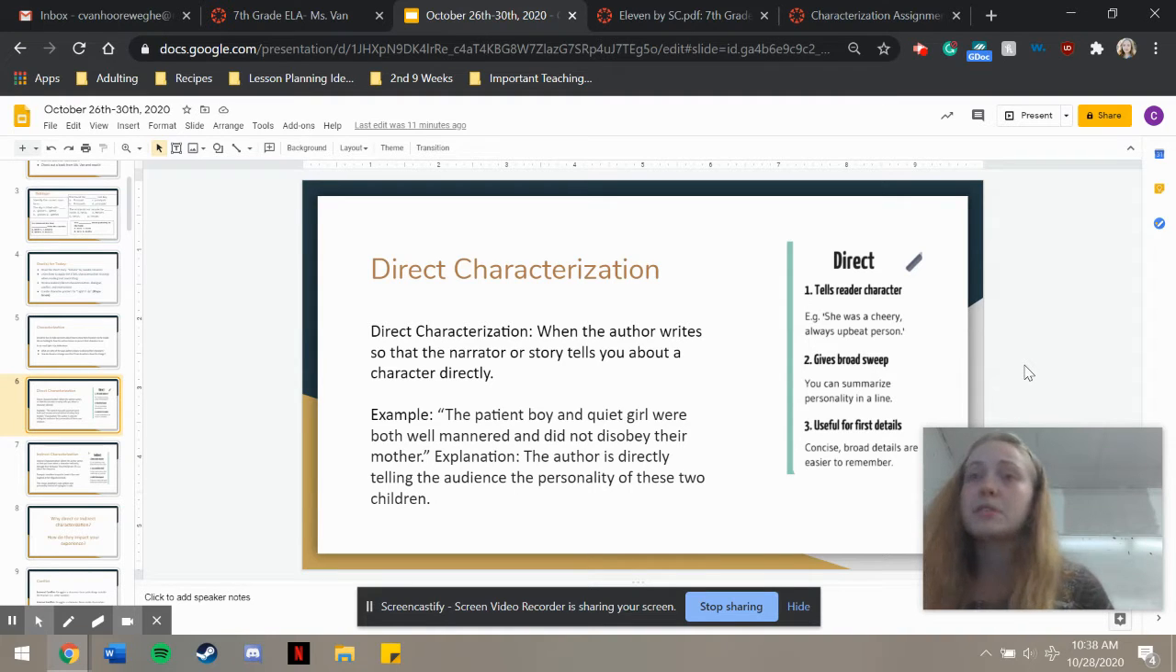An additional example says, the patient boy and quiet girl were both well-mannered and did not disobey their mother. Instead of taking the time to show a story or an instance where they were patient and quiet and obeyed their mother, the author took the shorter amount of time to specifically tell us what their personalities were like. That's an example of direct characterization.